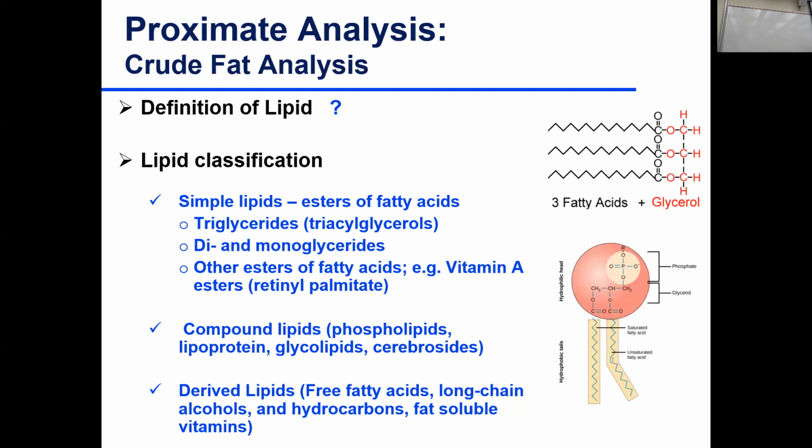Derived lipids means, like, free fatty acids derived due to hydrolysis of triglycerides. When triglycerides are hydrolyzed, you have free fatty acids, free alcohol groups, hydrocarbons, fat-soluble vitamins. These are all under the category of derived lipids. So this is your review of food chemistry, the lipid section in food chem.